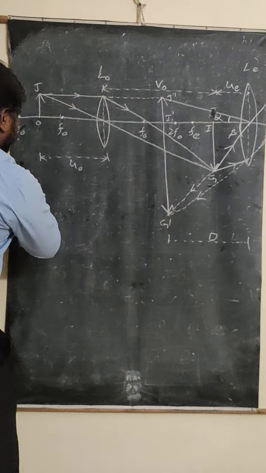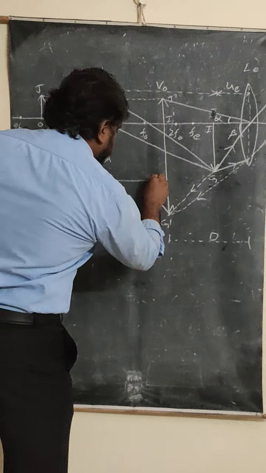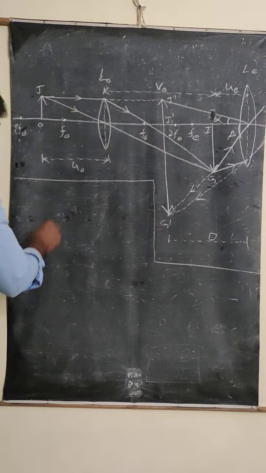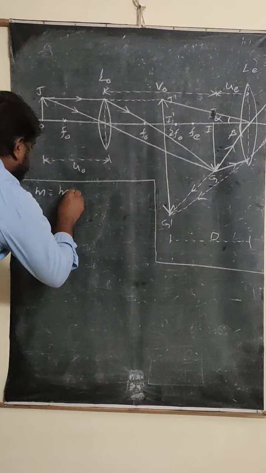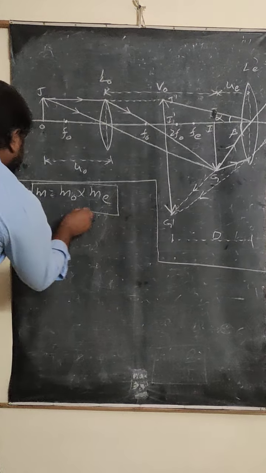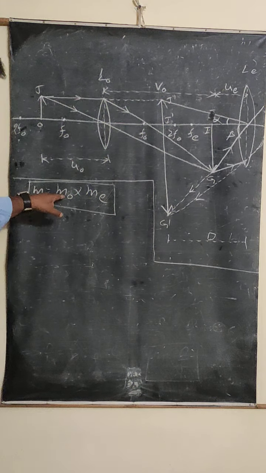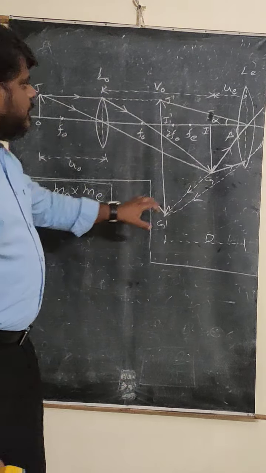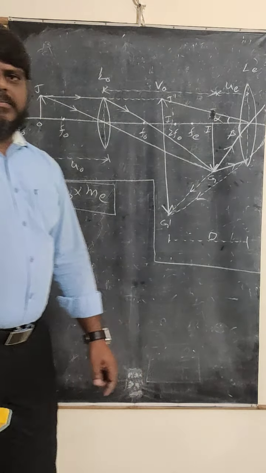The magnification of the compound microscope, this is the diagram part you can remember. The magnification of the compound microscope, M is equal to M0 into ME. This is the magnification of the compound microscope. M0 represents the magnification of the objective lens, and ME represents the magnification of the eye lens.